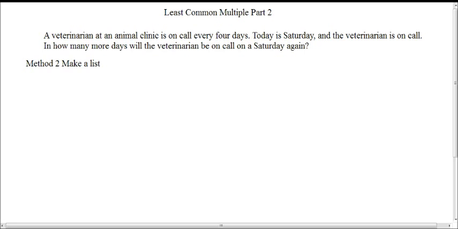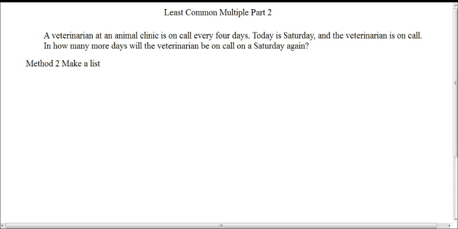Again, we're looking at this veterinarian at an animal clinic, and he's on call every 4 days. So we're assuming that today is Saturday, and the veterinarian is on call. So we want to know how many more days it will be when the veterinarian will be on call on Saturday again.